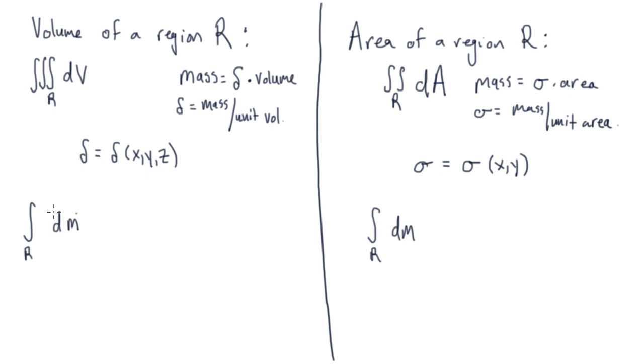But now think about what a mass element is for a volume region with a given mass per unit volume density. Well, the mass element is just going to be the density wherever the mass element is, so delta of x, y, z, times a volume element. So it really is just density times volume.